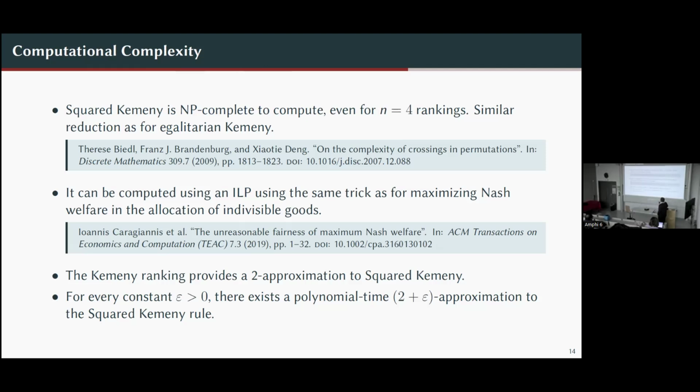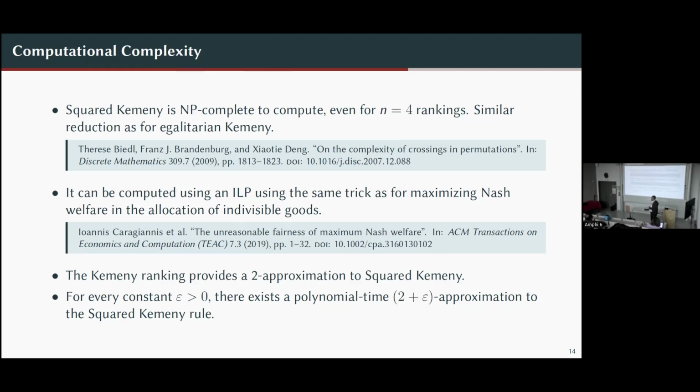The reduction is very similar to the one for what I call egalitarian Kemeny here. That's the rule that minimizes the maximum distance between the output ranking and one of the input rankings. And that has been shown to be NP-hard in this nice paper. However, it can be computed using an integer linear program. If you're into fair allocation, you might know this paper about maximizing Nash welfare, and they have a trick to compute Nash welfare with an ILP, but it's not a big trick.